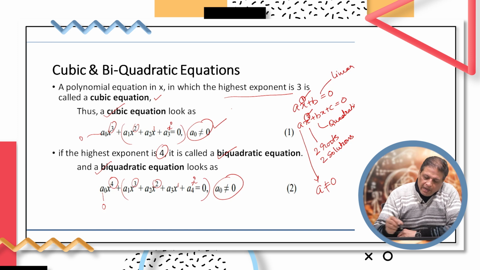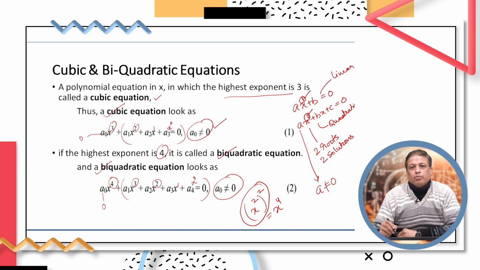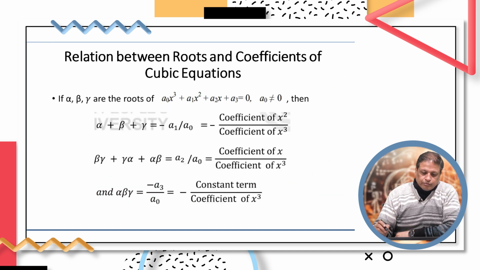Now, why is it called biquadratic? Because x square leads to a quadratic equation and the square of x square is x to the power 4. So, that is why this is called a biquadratic equation.